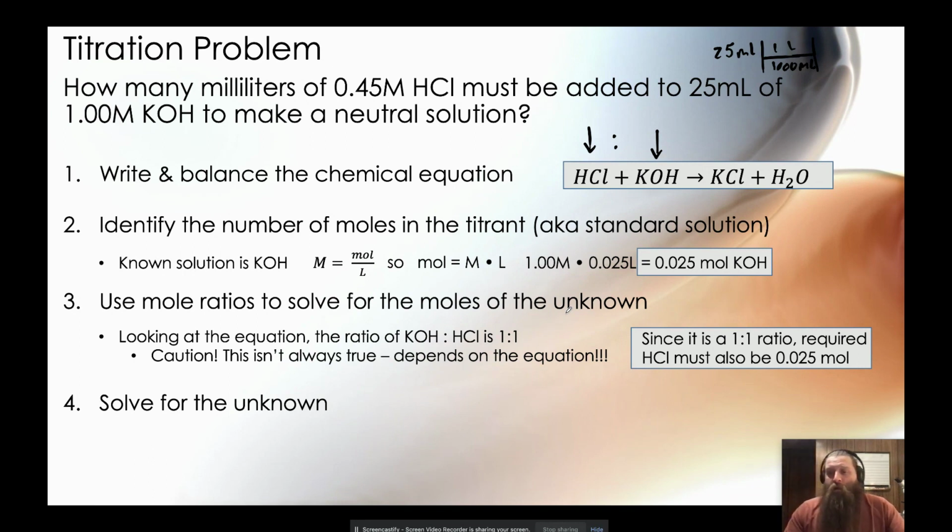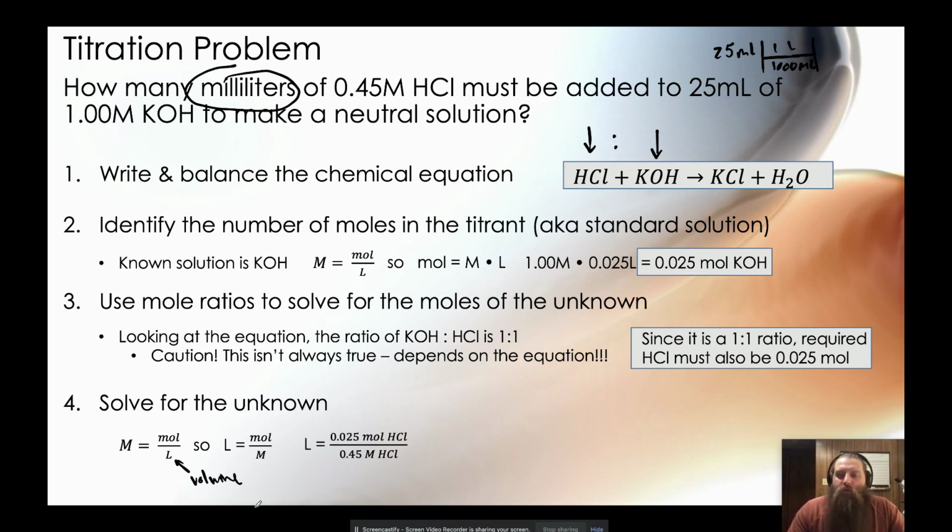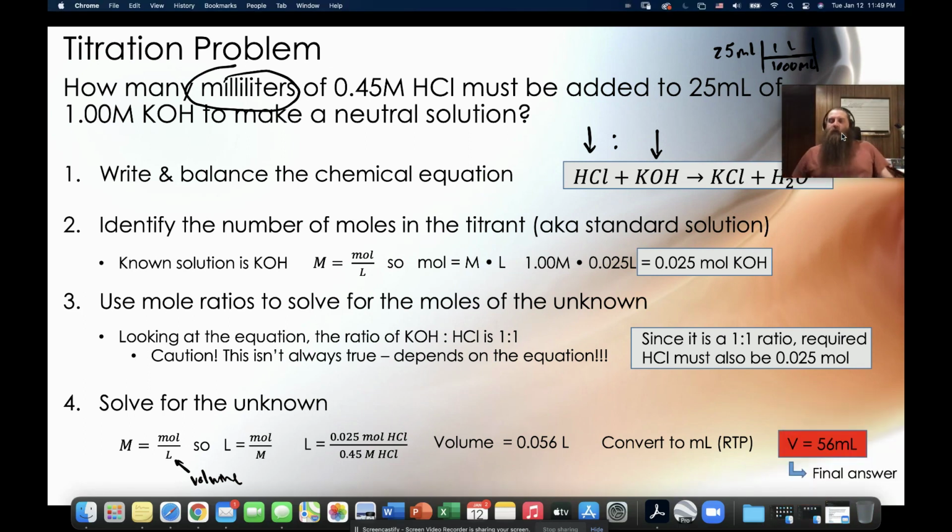Now that we know our moles, we can solve for the unknown. So molarity is moles over liters. The question asks how many milliliters, so the volume. So we solve for liters, because remember, liters is a volume. So liters equals moles divided by molarity. We have 0.025 moles of HCl that we figured out. We have 0.45 molar HCl from the problem. Volume is 0.056 liters. And we need to convert to milliliters because we got to read the problem. It says how many milliliters. So RTP means read the problem. And there we go, 56 milliliters.